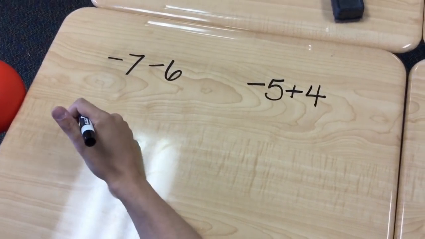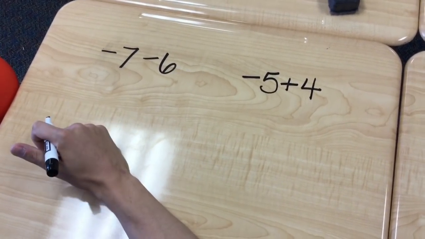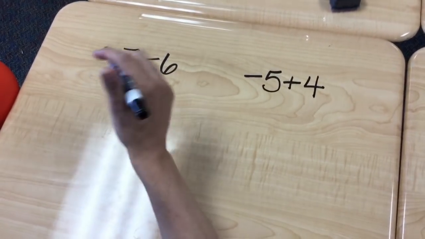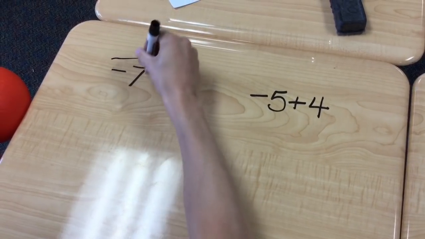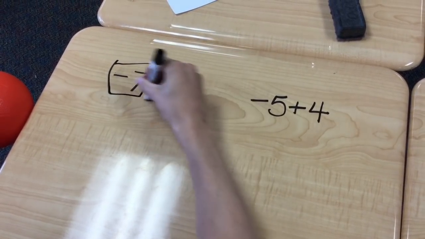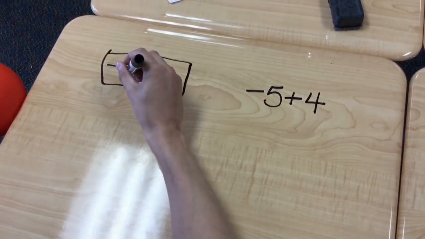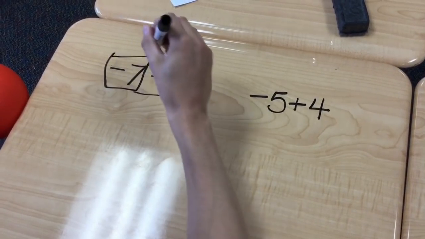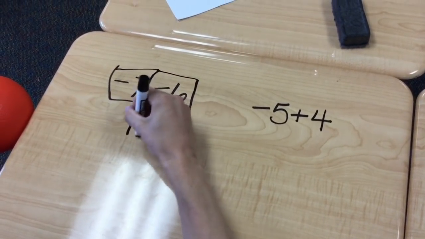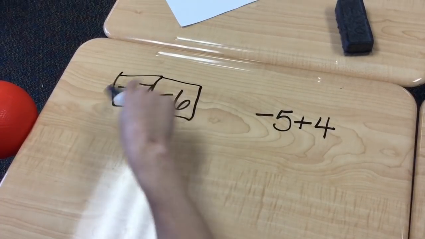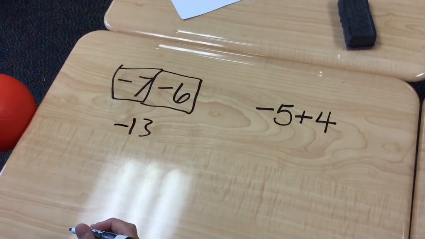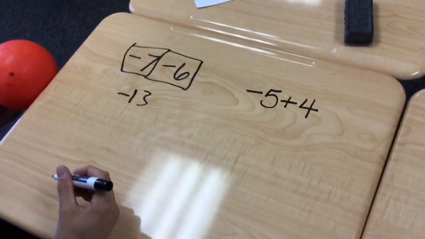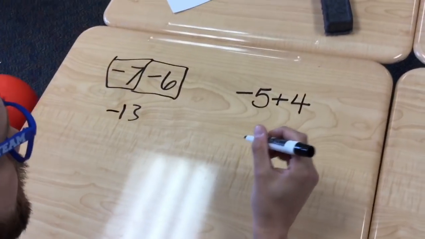Okay, so now we're going to add and subtract some integers. So do the first one. Same sign, add, keep. Those are both negative, so you put squares around them. 7 plus 6 is 13. I notice same sign, add and keep, so I keep the negative: negative 13. Good job.